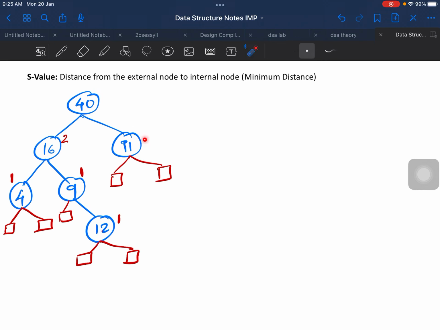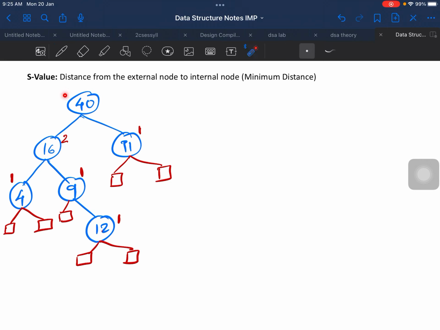Now guys, come to 11. The 11 node has two external nodes. So what is the distance of this 11 node from the external node? It is definitely 1. So 1 is the s value of this 11th node.